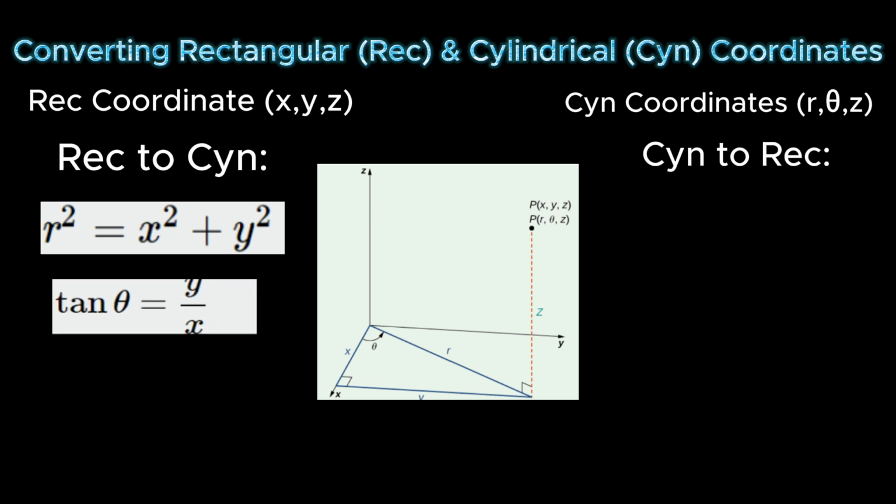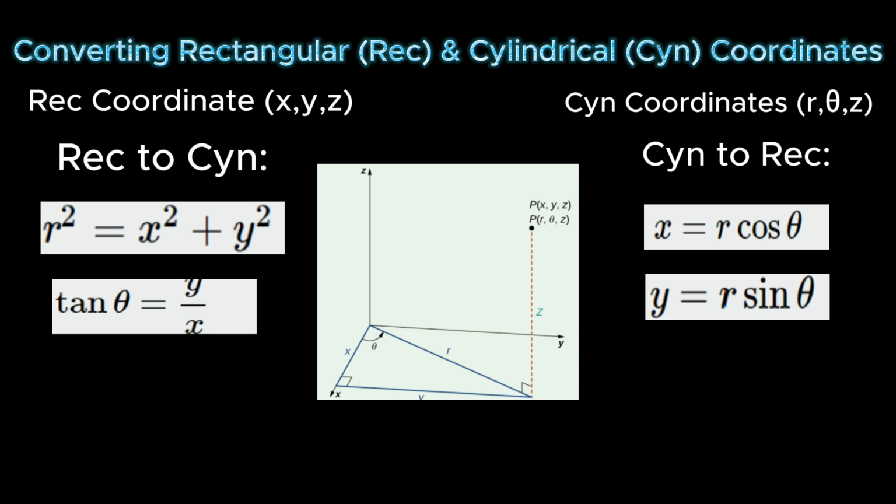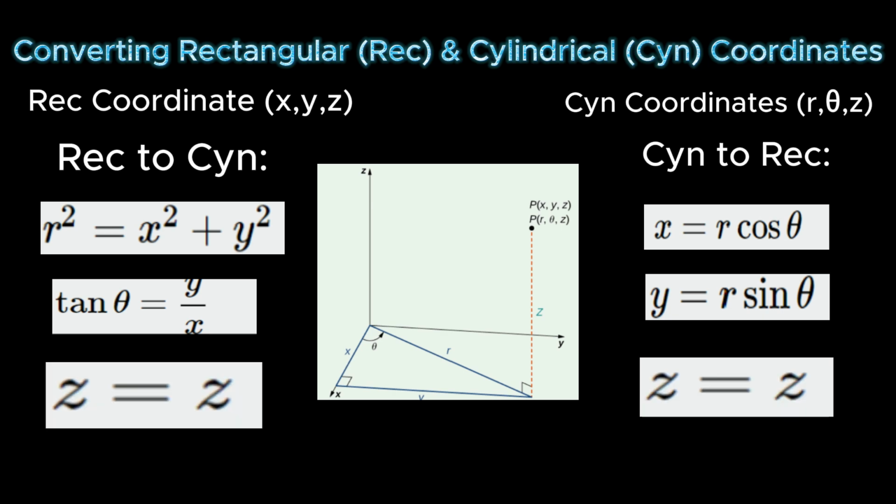Vice versa, if we want to find rectangular coordinates from cylindrical coordinates, we use x equals r cosine theta to find the x coordinate, and y equals r sine theta to find the y coordinate. We assume that the height will never change.